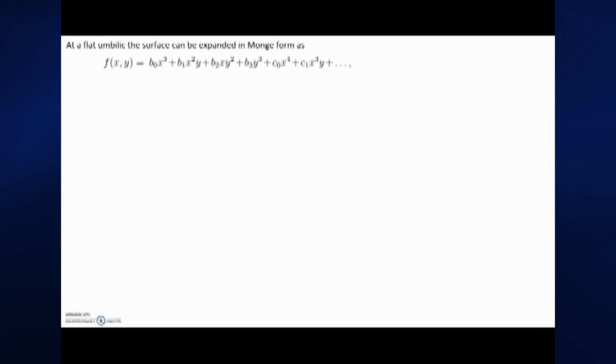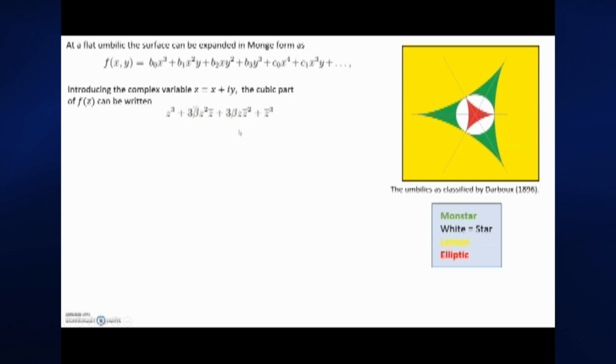Now the standard way to classify umbilic points of surfaces is to introduce a complex variable and then rewrite the cubic part of the surface in terms of z and a complex number beta. Then the cubic forms can be represented in the beta plane, or nearly all of the cubic forms. And the classical classification due to Darboux is we have Monstar inside the green deltoid, the white region corresponds to stars, the yellow region called lemon, and the red inside the red deltoid correspond to elliptic umbilics.